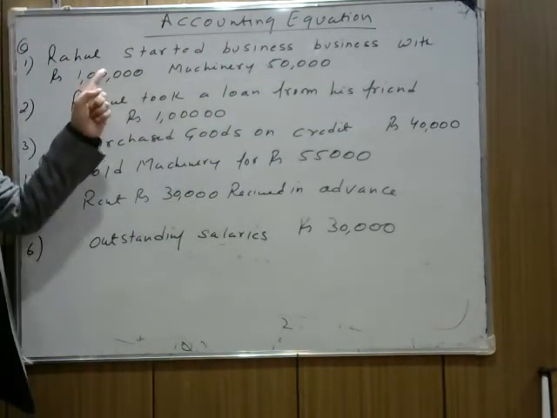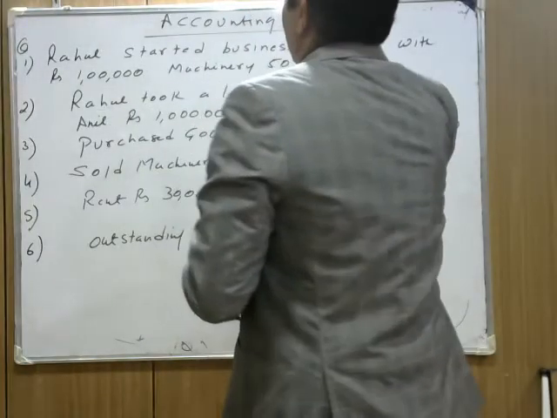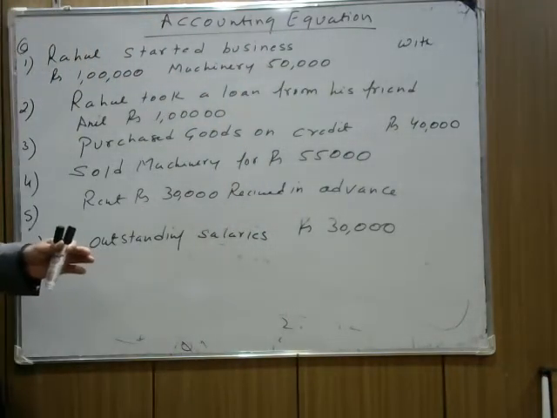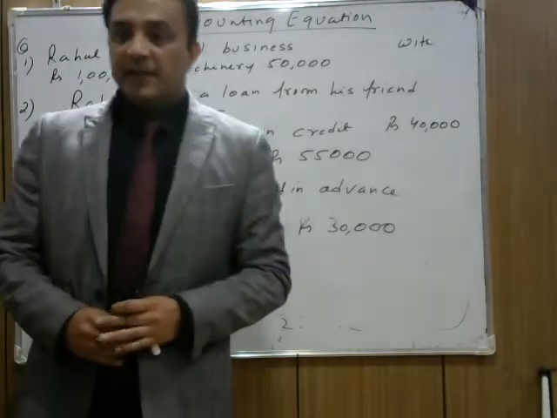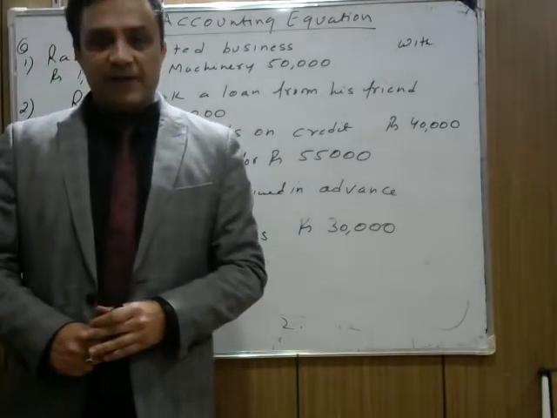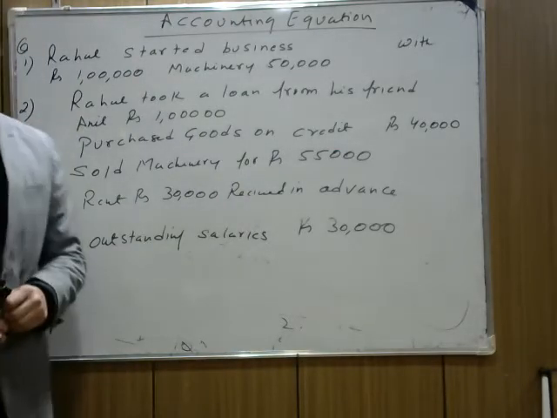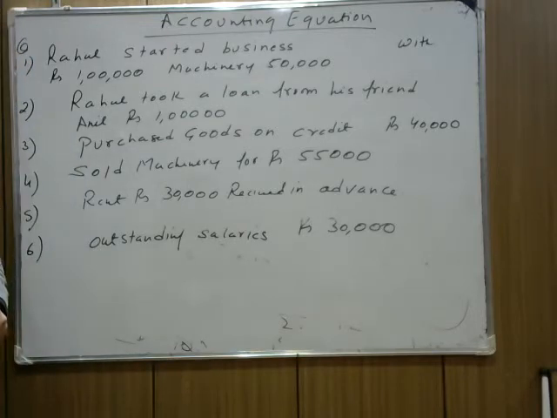I repeat the question here. Look, Rahul started business with cash rupees 1 lakh and machinery rupees 50,000. Is it clear now? Next, Rahul took a loan from his friend Anil, rupees 1 lakh. And then the third transaction is purchase goods on credit rupees 40,000. Fourth, sold machinery for rupees 55,000. He started the business with machinery also, so he sold that machinery for rupees 55,000.